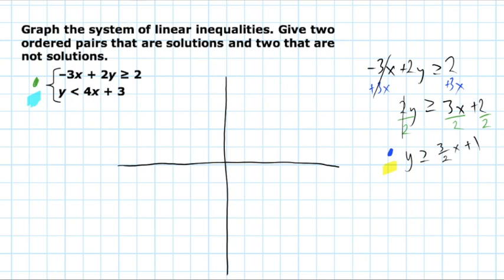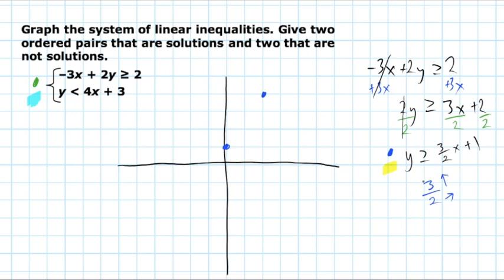So we have a y-intercept of 1. So I'm going to come over here to 1, put my dot. We're talking about a slope of 3 over 2. So that means I'm going to go up 3 and right 2. So from here, I'm going to go up 3 and right 2.